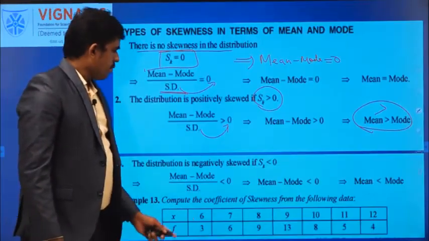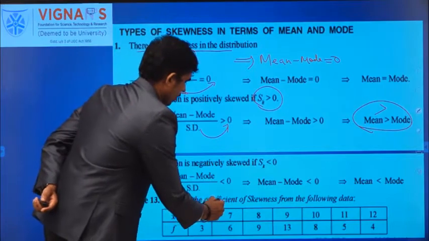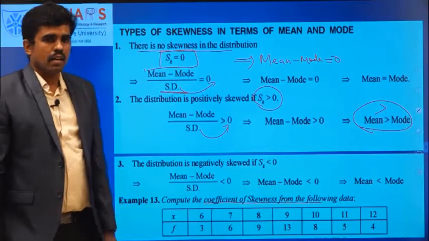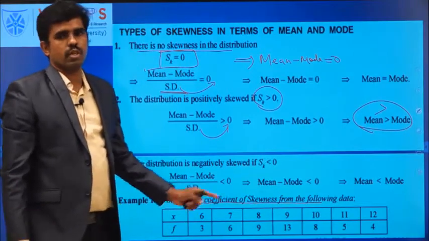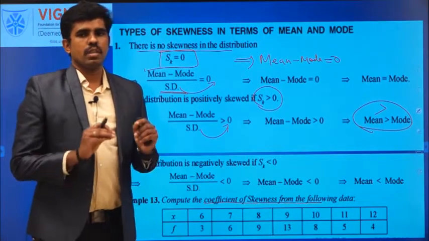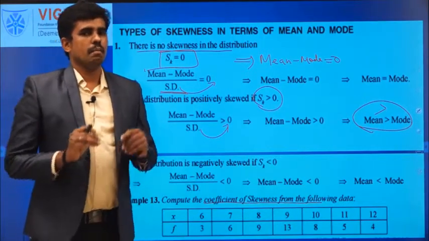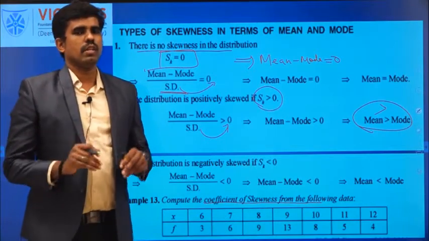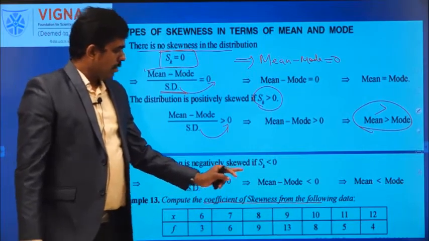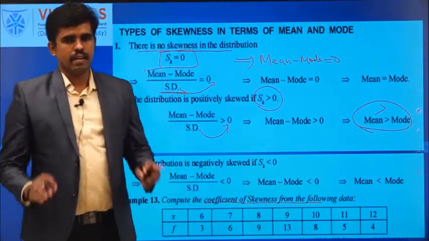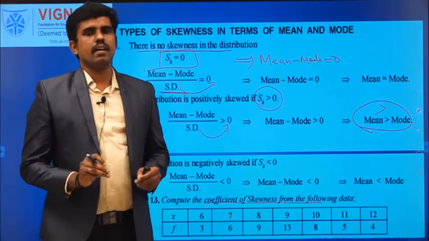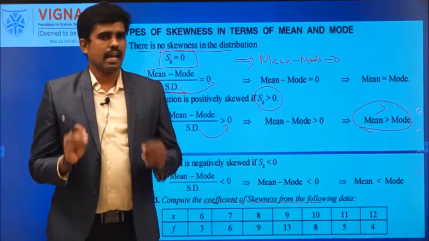Now we are going to find the coefficient of skewness for the following data, which means we are going to find Sk. We have two types of formula, by using mean, mode, standard deviation, or by using mean, median, standard deviation. You can use either formula. And if you look at the data, I told you, you have to confirm whether it is raw data or frequency data or class interval data.